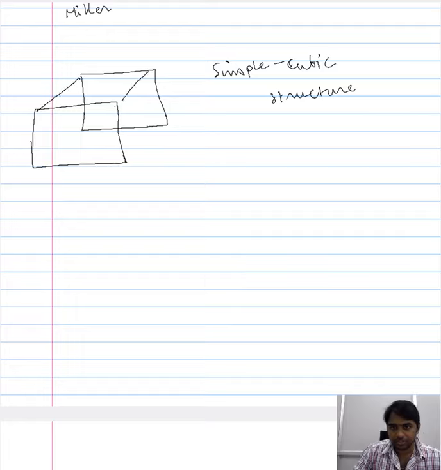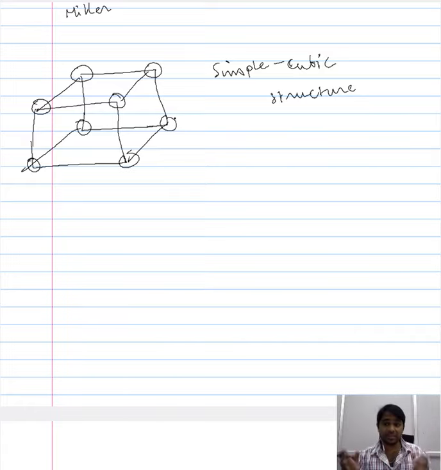So in a simple cubic structure, the atoms occupy the corners of the unit cell. There are very rarely any materials that adopt this structure. As far as I can recollect, the one material that I know of is polonium, which adopts this particular crystal structure under specific conditions. Now the unit cell of this simple cubic structure looks something like this.